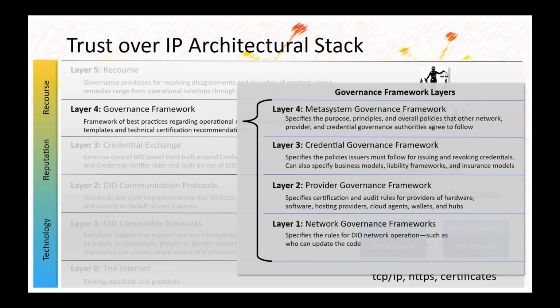Above that, when we start talking about credential exchange, it's a similar kind of thing. You want to make sure that there's governance around issuing and revoking credentials. Interestingly, we might even be getting into things like specifying certain business models or even liability frameworks. For example, if I issue a credential in good faith, and somebody uses that and it proves to be wrong and causes harm, how do we handle those things? There are legal, even liability frameworks that come into play. And then finally, we have a meta system governance framework concept, at the top level, governing the overall policies for everything that fits together. So, all fun stuff.